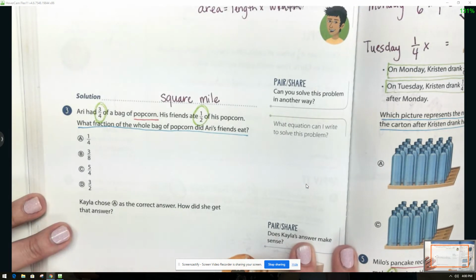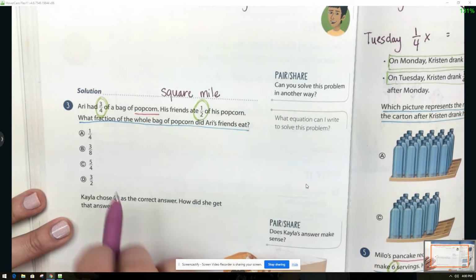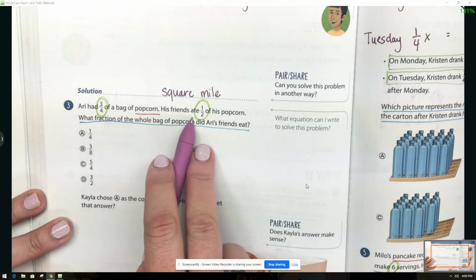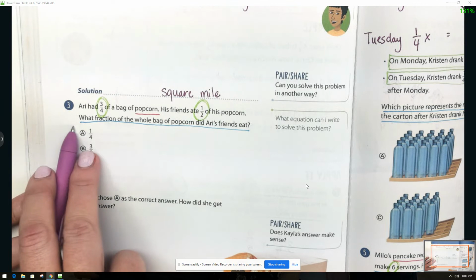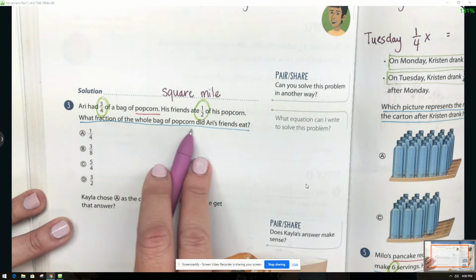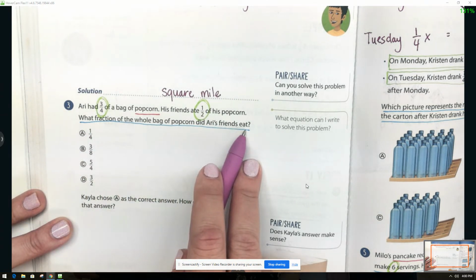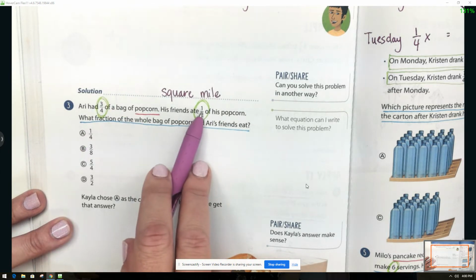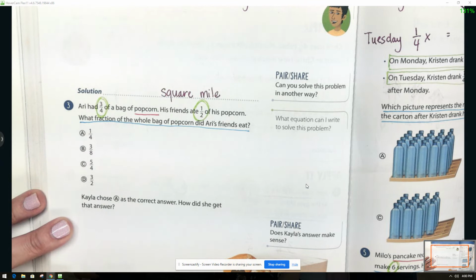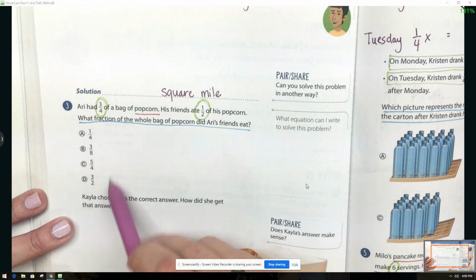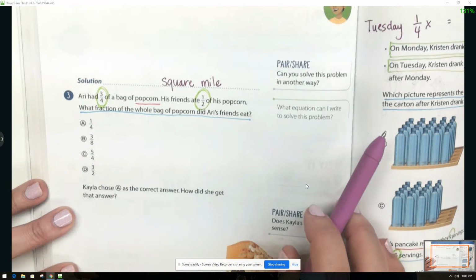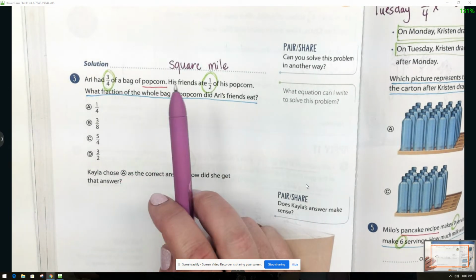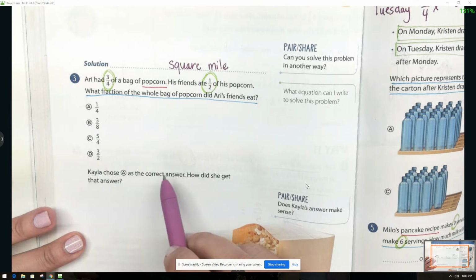Number three. Number three says this. Ari had 3/4 of a bag of popcorn. His friends ate 1/2 of his popcorn. What fraction of the whole bag of popcorn did Ari's family eat? So you're going to find out how much is 1/2 of 3/4, and then choose the answer that goes along with it. What is 1/2 of 3/4? That word of is a really big hint.